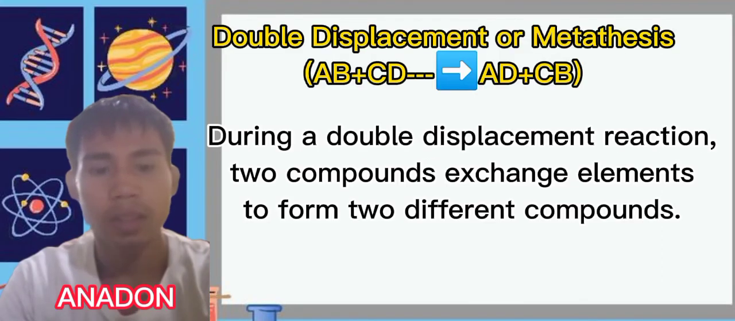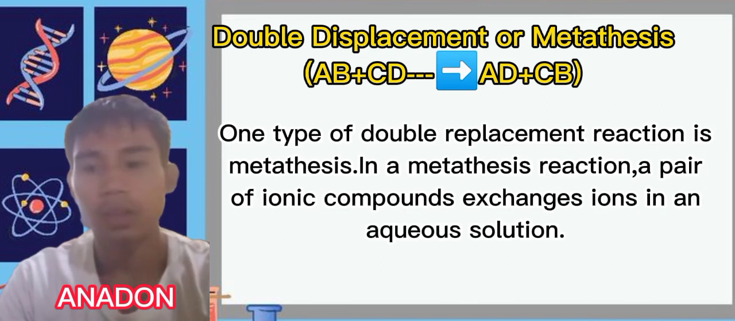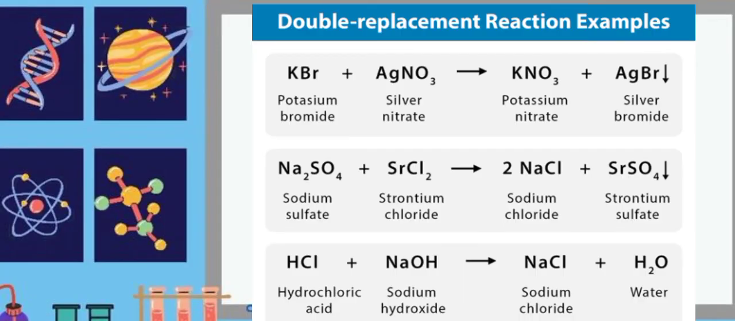Double displacement. During a double replacement reaction, two compounds exchange elements to form two different compounds. One type of double replacement reaction is metathesis. In a metathesis reaction, a pair of unique compounds exchange ions in an aqueous solution. Example of a double replacement reaction.